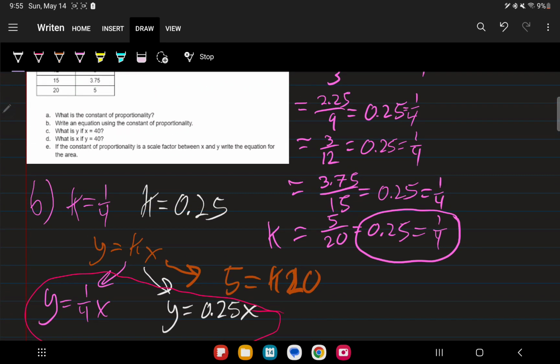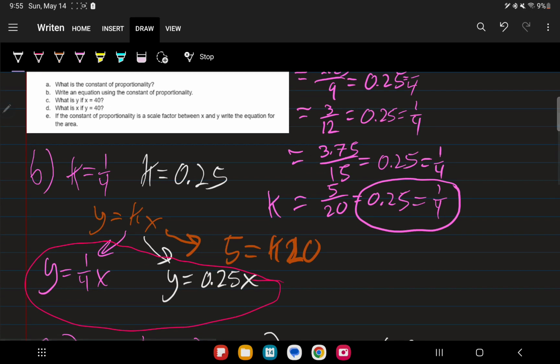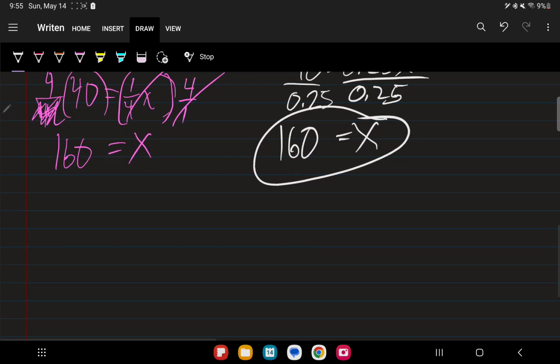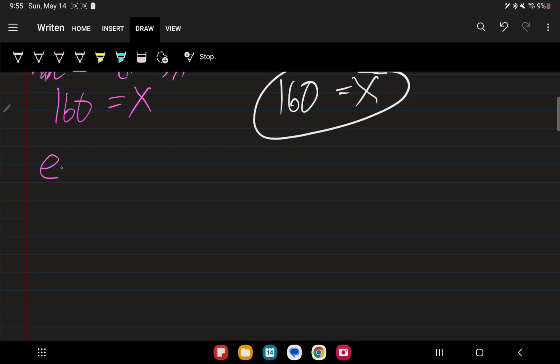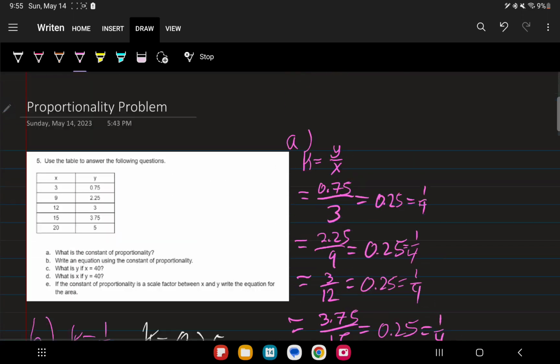E. If the constant of proportionality is a scale factor between x and y, you write an equation for the area. So all we're going to do is this. We're going to do it twice. So E, K is equal to 1/4.